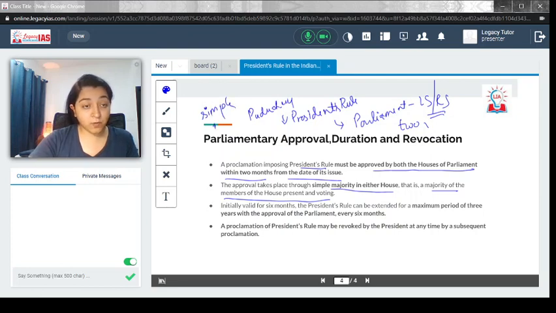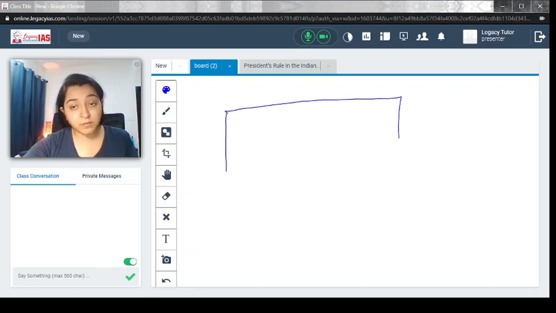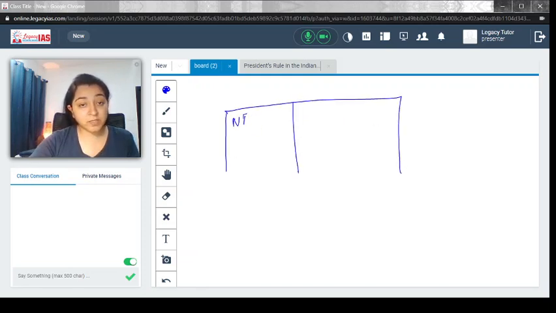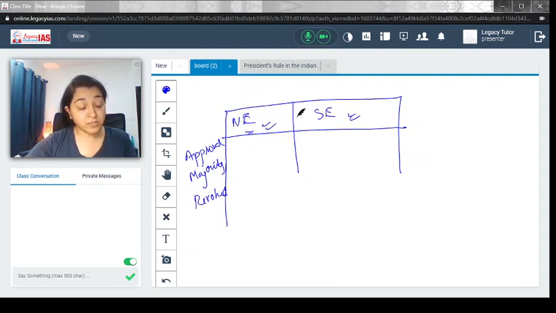Now this is a homework for you. Go ahead and do that. What you need to do is that in your Lakshmikant book it has very simply mentioned the difference between the national emergency and the state emergency or president's rule. In that regard, just see the approval system also. What is the approval system for the national emergency? What is the majority needed for its approval? How could it be revoked? All these things, there are differences between how the national emergency works and how the state emergency works.